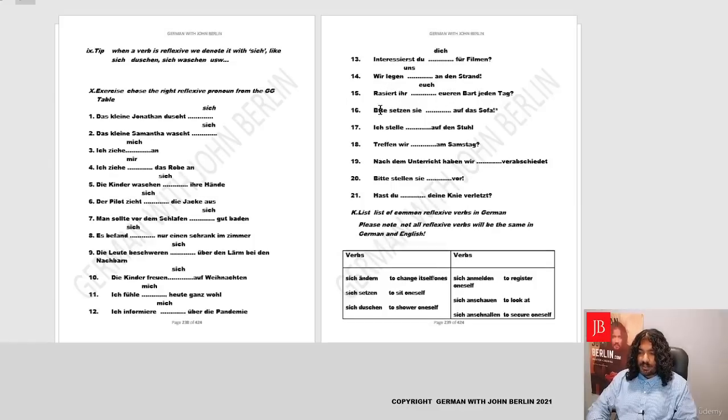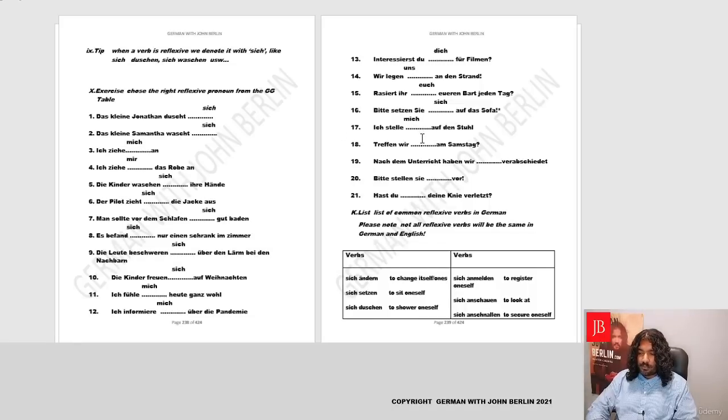Okay, bitte setzen Sie dash auf das Sofa. You please sit yourself down on the sofa. So whom do you sit down? Yourself. So it will be sich. Yes, the formal sich, because it's Sie. Yes. Ich stelle dash auf den Stuhl. I stand myself on the stool. That means whom do you stand? Yourself. That means in this sentence myself. So it's ich stelle mich auf den Stuhl. Stand myself on the stool.